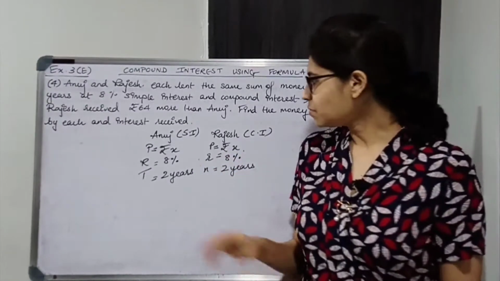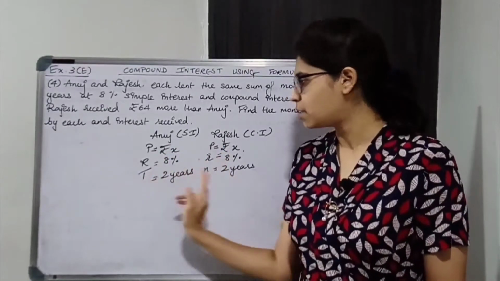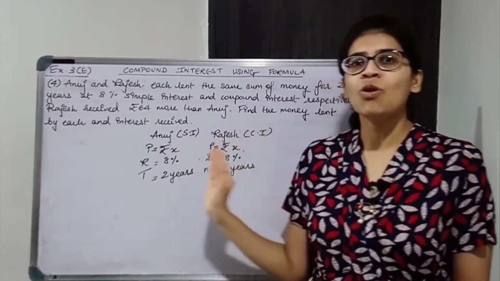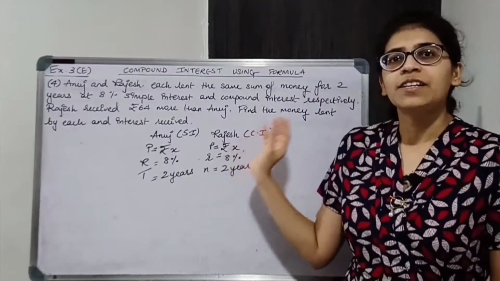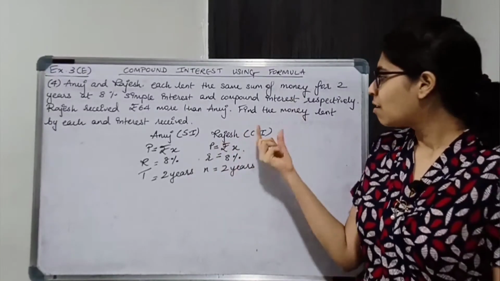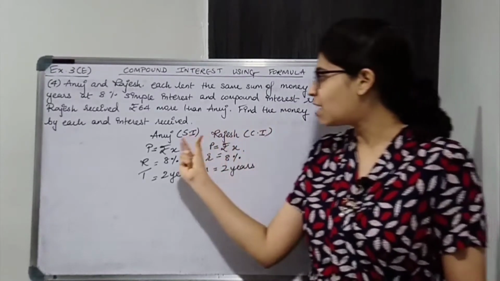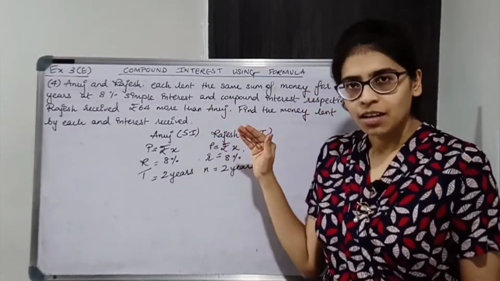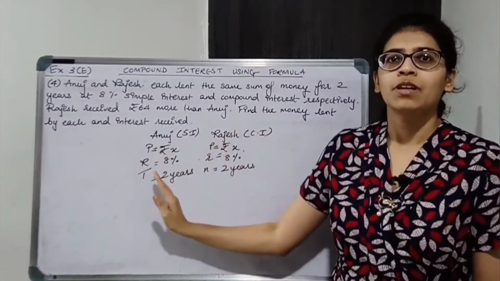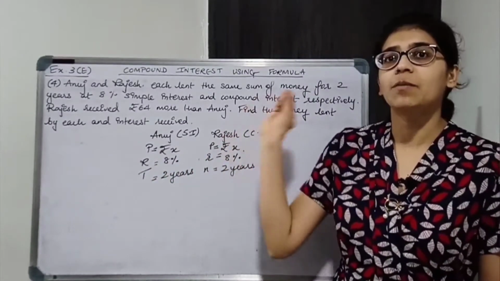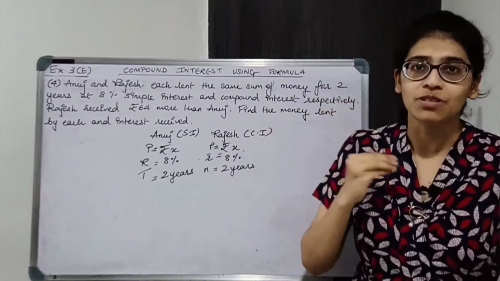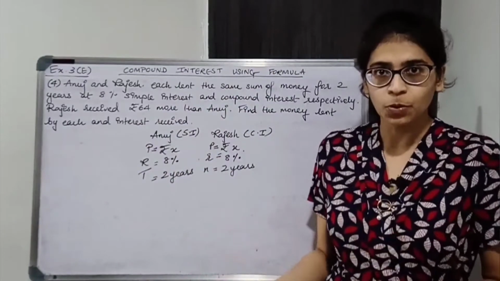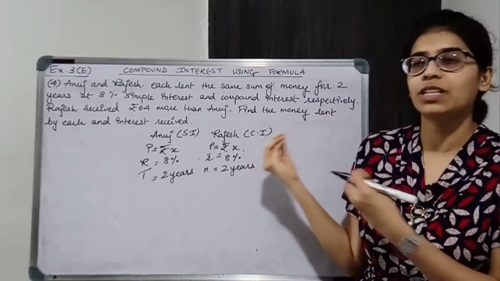Now principal, rate of interest, number of years is the same in both the cases. So in which case will the interest be more? Compound interest will be more than simple interest always. So when P, R and N are the same for both simple interest and compound interest, compound interest is always more than simple interest, because in compound interest you get interest even on the previous year's interest.